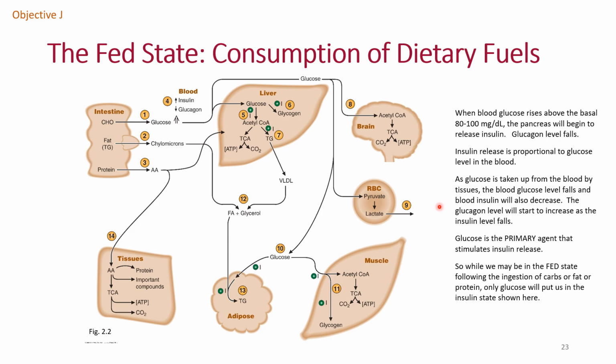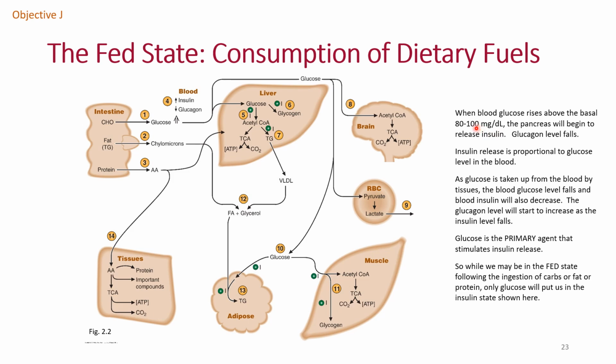Okay, so here's the fed state. And this is a lot to look at and a lot to think about. But let's go over here to the right because this is the key. So our blood glucose level, it's called basal, our normal blood glucose level, is about 80 to 100 milligrams of glucose per deciliter of blood. That's the range. Again, you can argue that it should be lower or higher. Okay, 80 to 100 milligrams per deciliter is pretty normal.